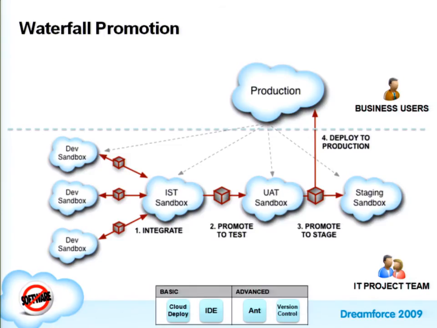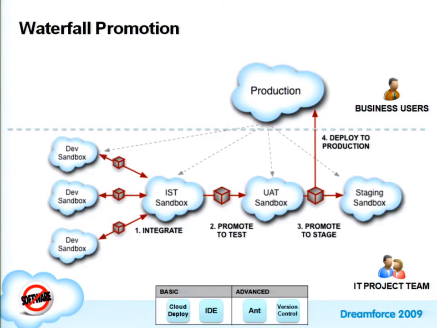And then you have a staging sandbox, which in general would be a full copy sandbox because you want this final staging test to be as close to production as you can possibly get it, so that you know that when you make these changes in production, it's not going to have any unforeseen problems.